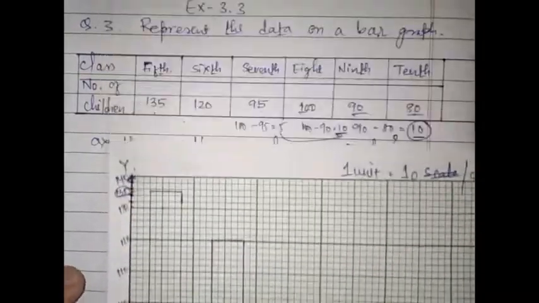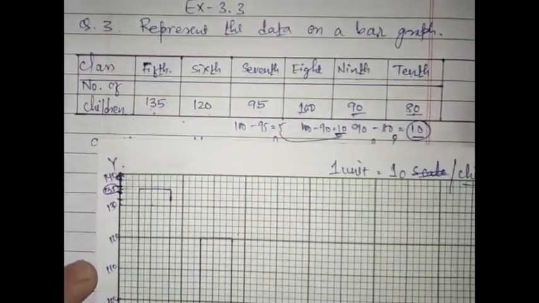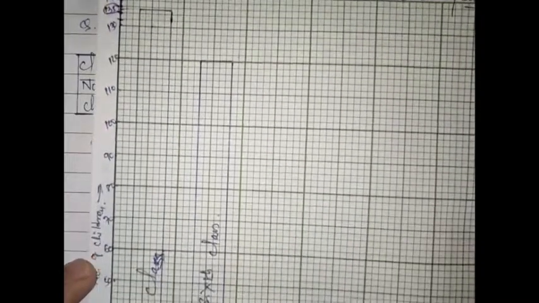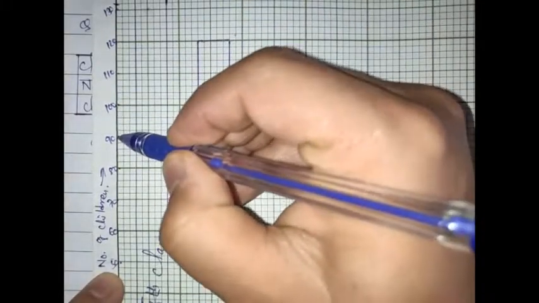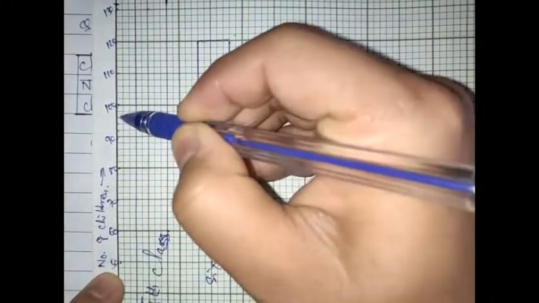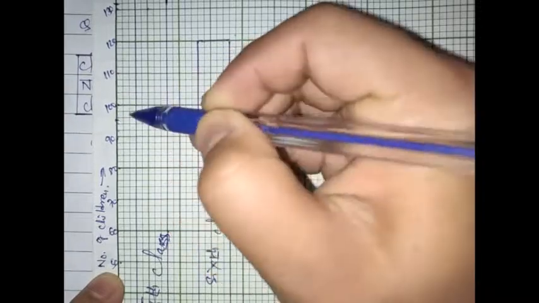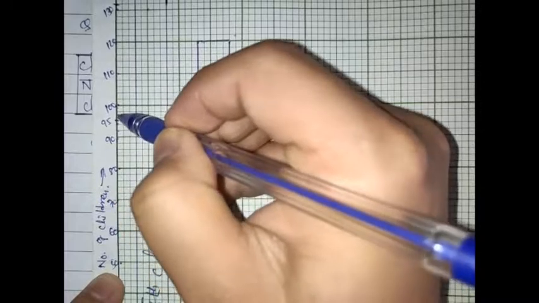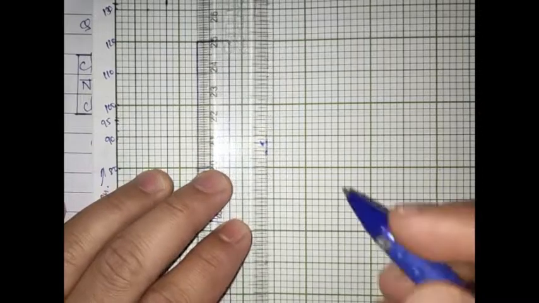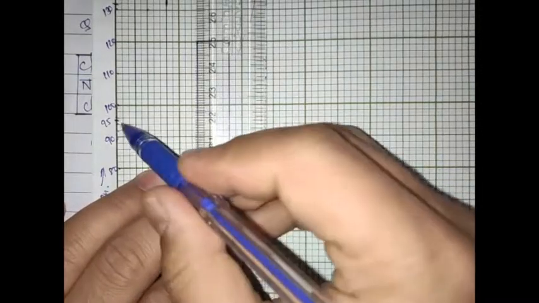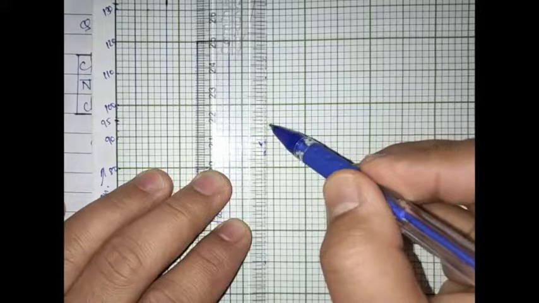So next we have in the seventh class it is 95. So 90 lies over here and 100 is over here. 90, 92, 94, 96. So 95 should be in between these two, right? So 95 is here, between 94 and 96. So in the seventh class the number of children is 95. So we have understood that it should be over here.